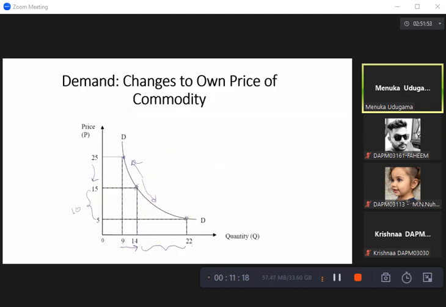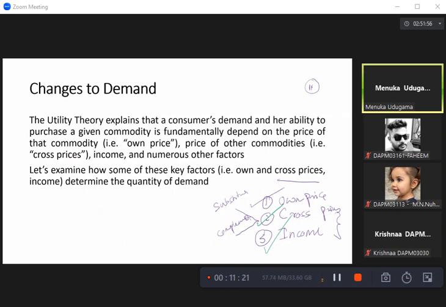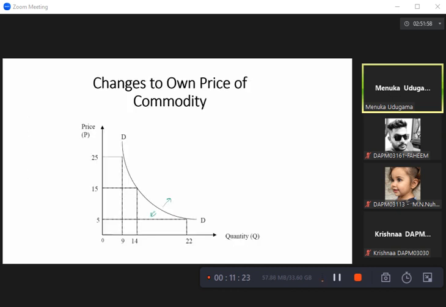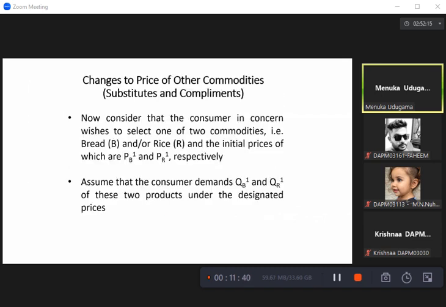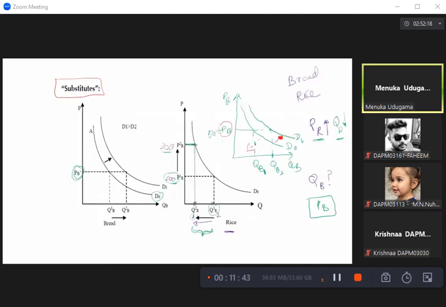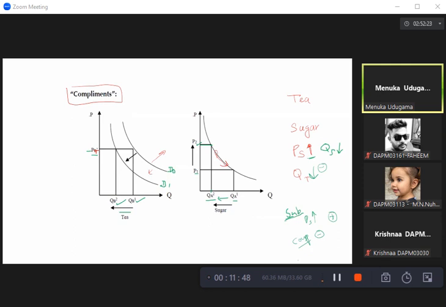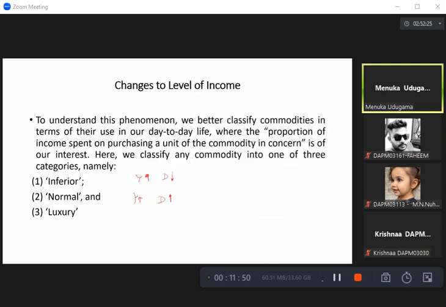Right, and then we looked at how different factors affect the demand. Its own price will change along the demand curve. So this might be an MCQ question, for example. If its own price changes, it changes along the demand curve. All other factors are called demand shifters. For example, cross prices, substitute prices, complement prices, when these change, it will shift the demand curve. And then we looked at income.